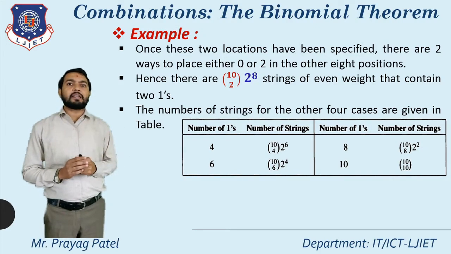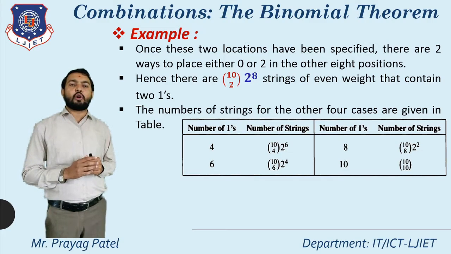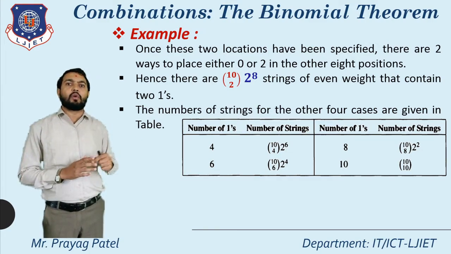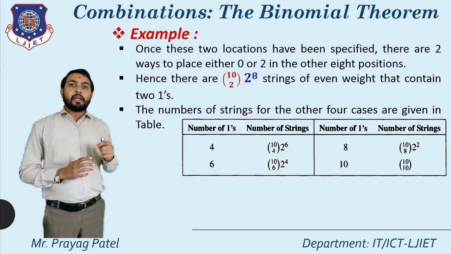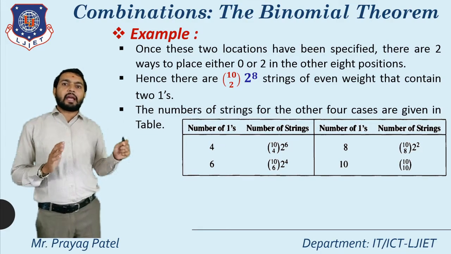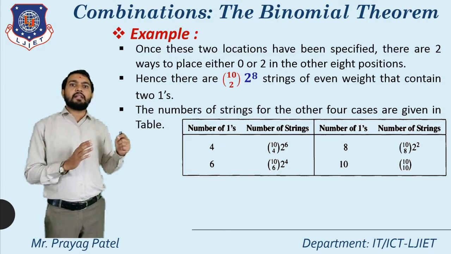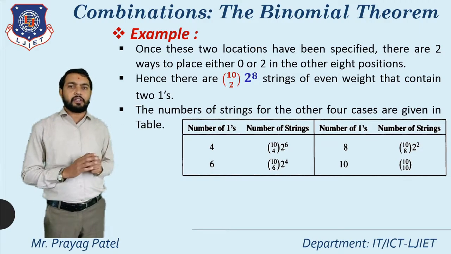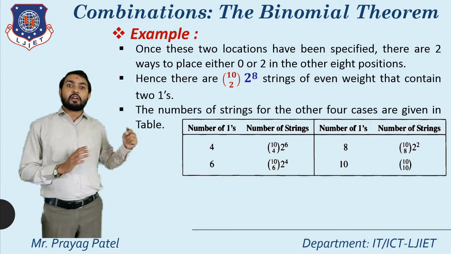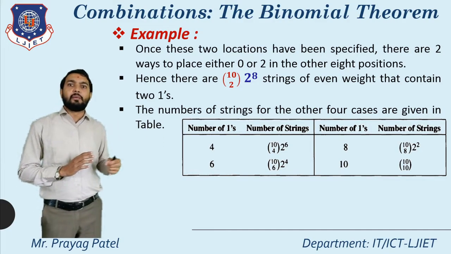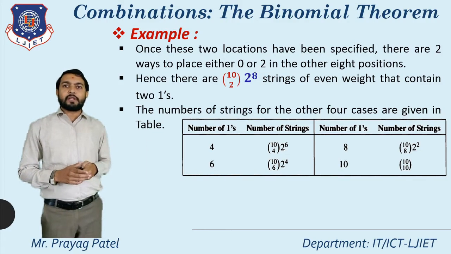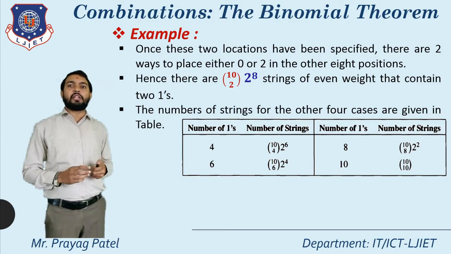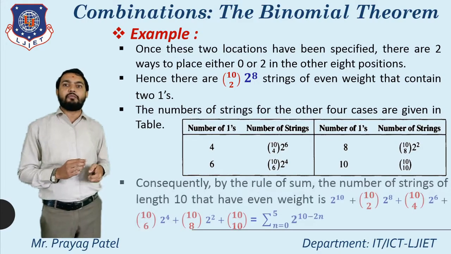Now if 8 ones are possible, then here we write the common formula: number of strings is equal to 10C8 into 2 raised to 2. If all 10 elements are ones, then 10C10 is the possibility, because here no other part is remaining, no space available for the 0 and 2. So this table represents all the cases when the number of ones is even.